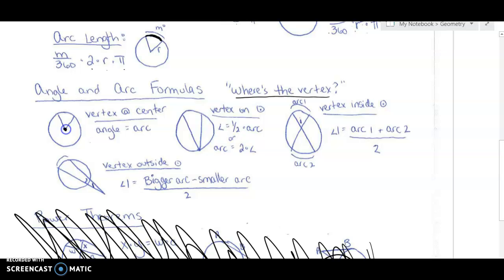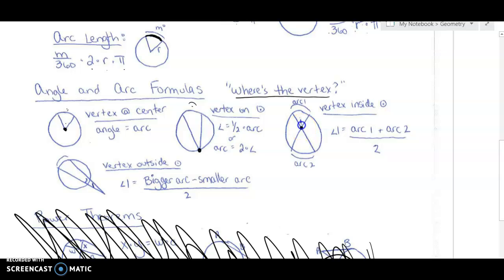Then we had all these problems with where's the vertex. So remember, if the vertex is the center, the angle is going to equal the arc. So if this is 40 degrees, the arc is 40 degrees. If the vertex is on the circle, so notice this vertex is on the circle, this angle will be half of the arc. So if the arc is 40, the angle is 20. Or the other way of thinking of it is the arc will be double the angle. So let's say the angle is 10, the arc would be 20.